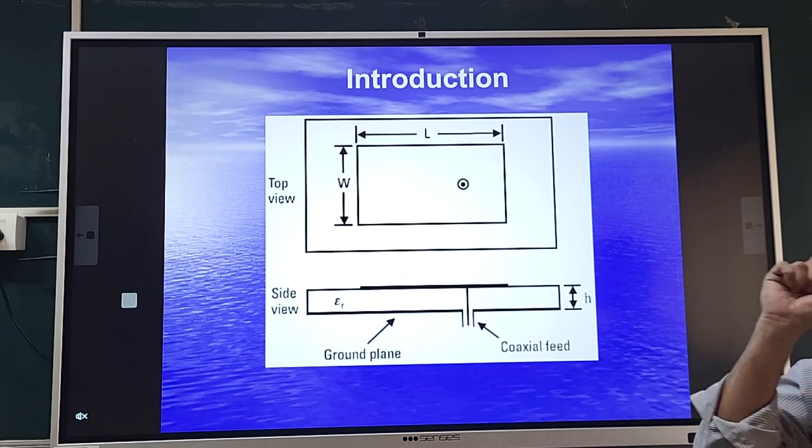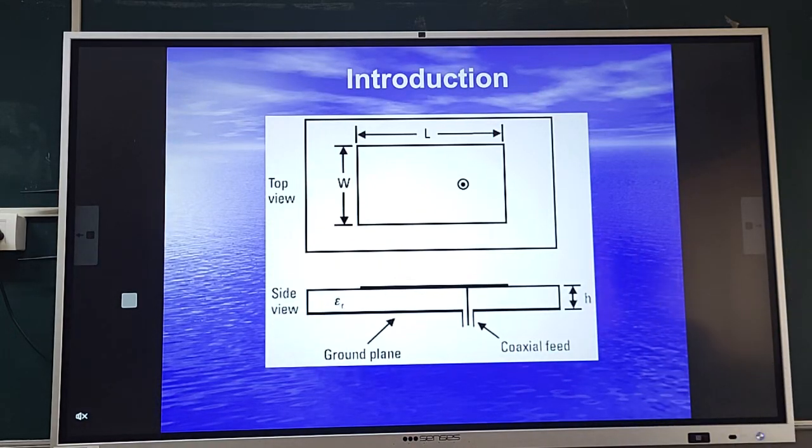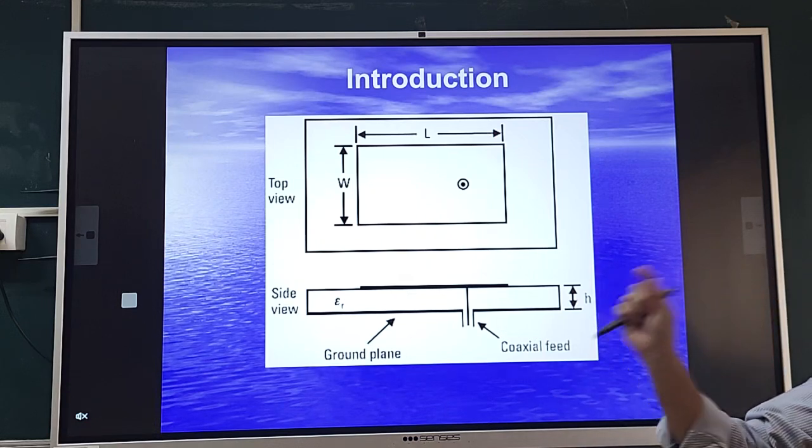Okay, a very important parameter for the substrate is the loss tangent. FR4 is a very lossy substrate, so we definitely do not use it, especially at high frequency, or if you want to design an efficient antenna. Why? Because it has a very high loss tangent, around 0.02.